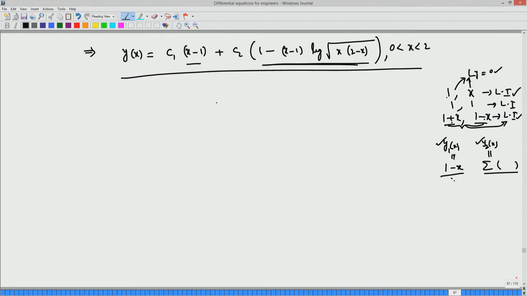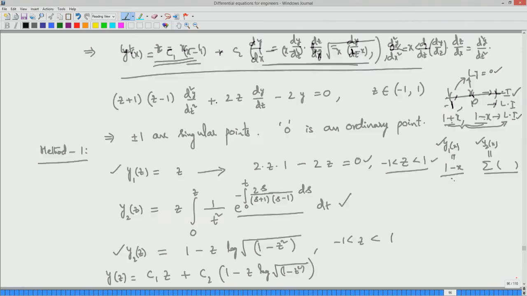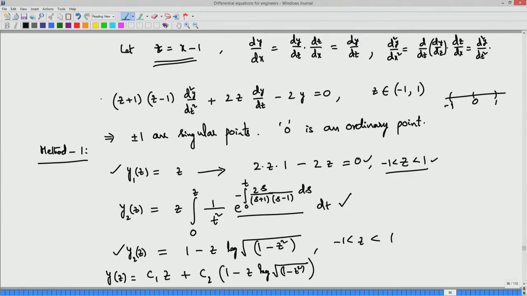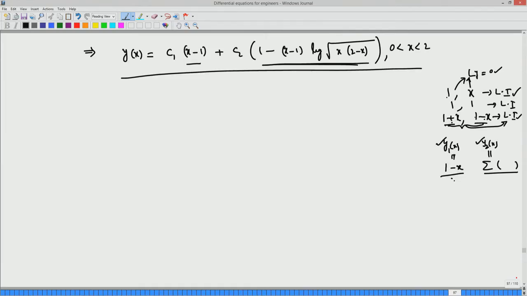So, let us use the power series method, we will apply the power series method to find the solution for this equation. This is the equation we will look at right now in terms of z. So, 0 is the ordinary point. So, we will see method 2 as a power series method. Method 2: we look for y of z as a power series, sum n from 0 to infinity C n z power n. What is z? z is between minus 1 and 1.